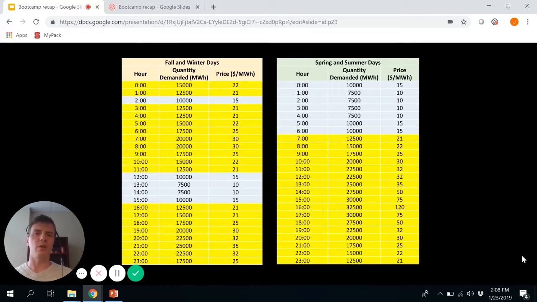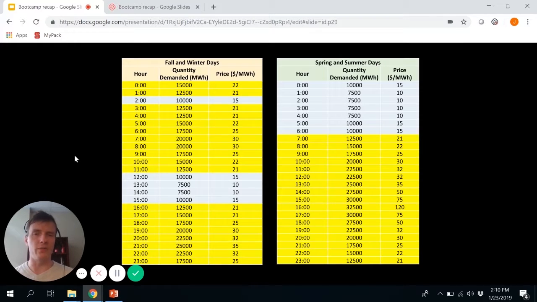We have calculated prices for every hour of the day in these two different categories of days: fall and winter days and spring and summer days. And we calculated prices using the intersection of a perfectly inelastic demand curve, which just shifts left to right depending on what quantity is demanded, along with our system supply curve, or the market's ability to produce electricity at different prices.